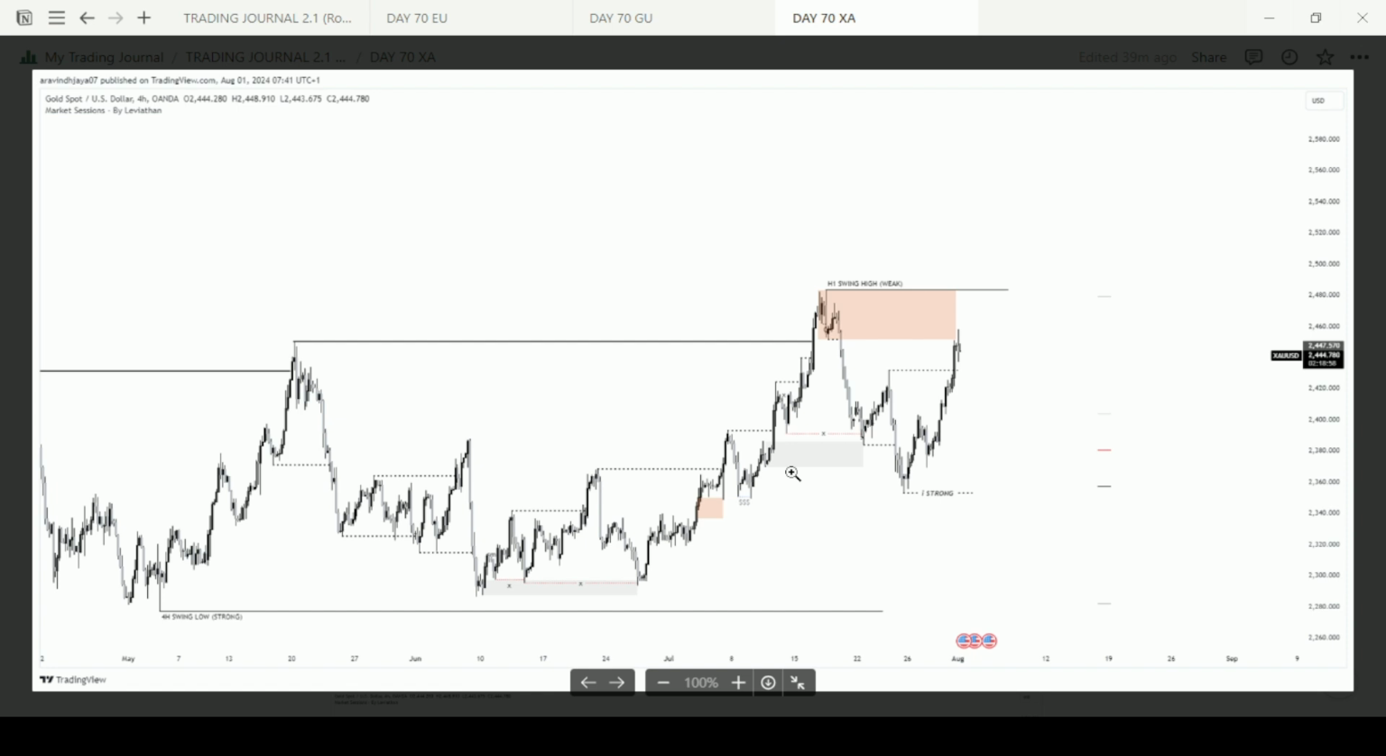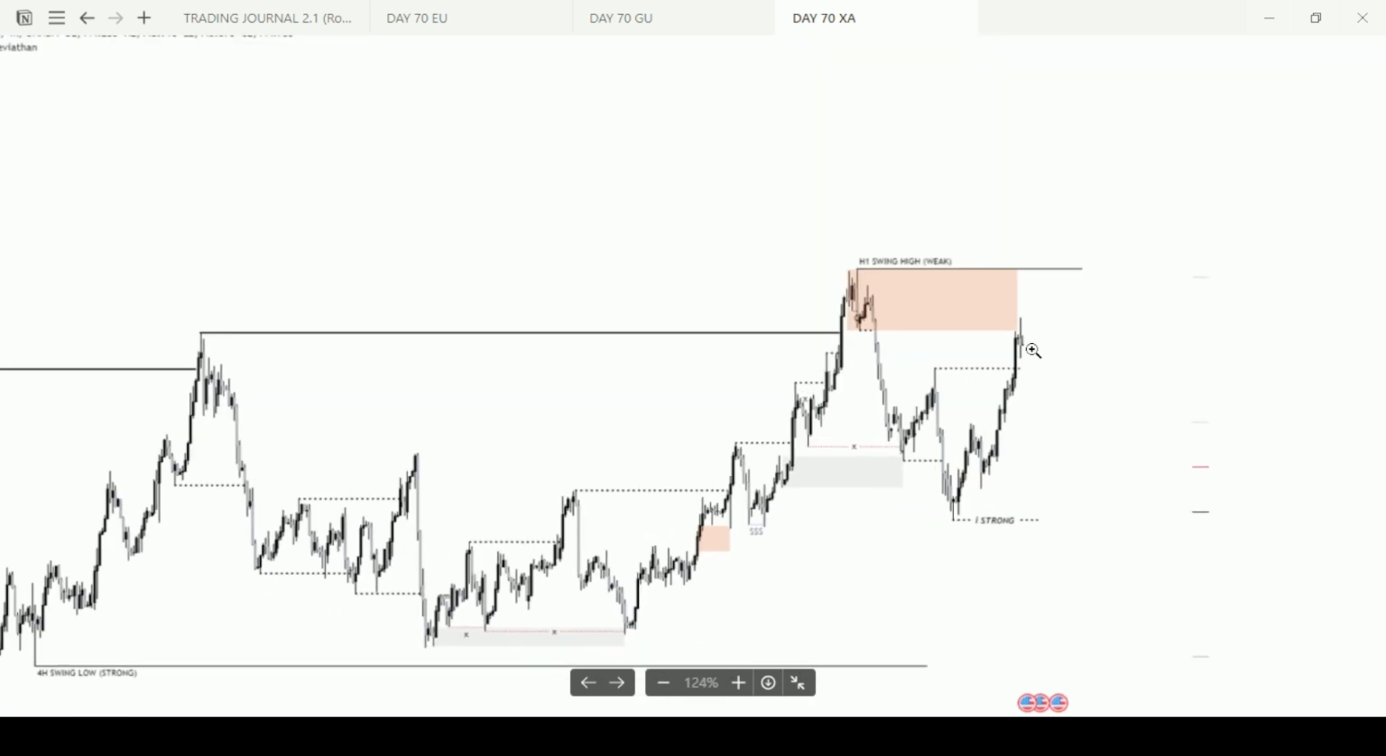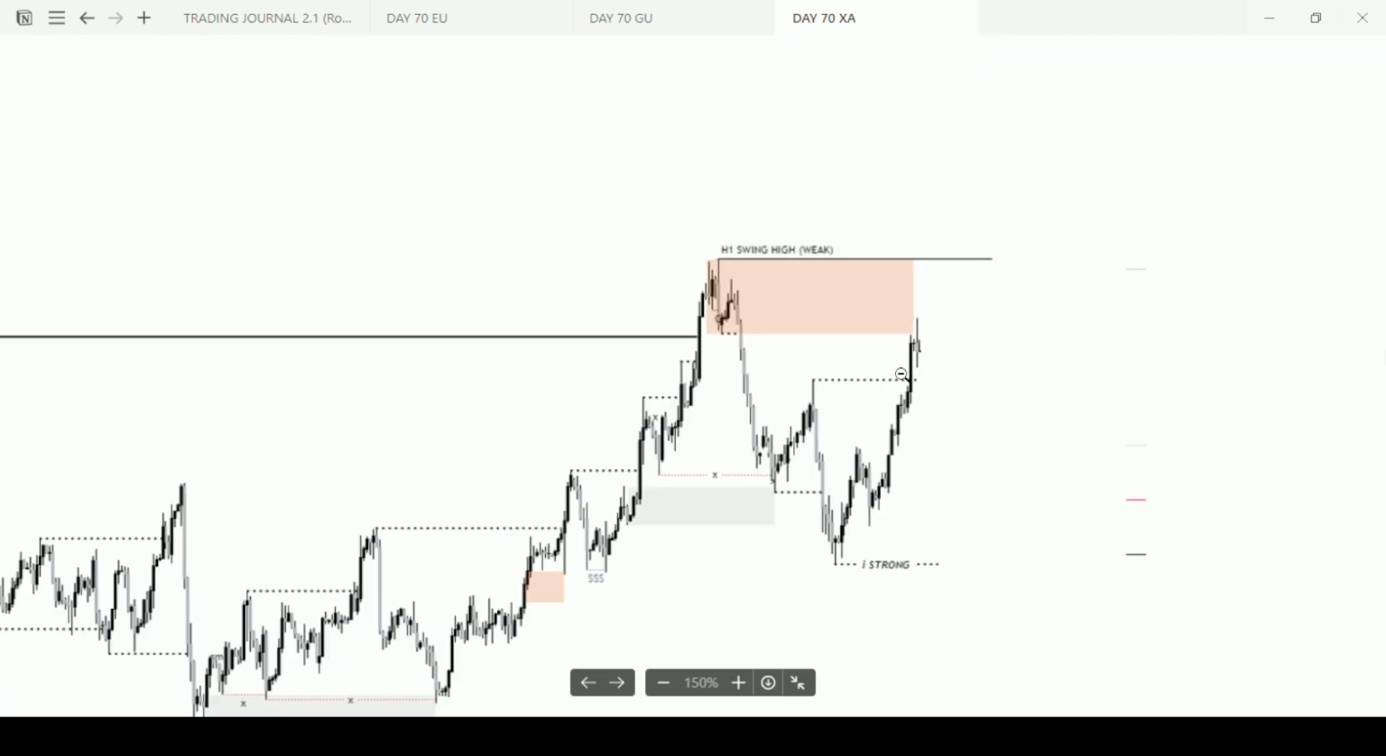So this is the 4-hour chart. The swing is bullish and the internal is bearish. Sorry, the internal is also bullish. So this is a strong internal low and weak internal high is not yet formed. I need to wait for a bearish structure break for that first. So there is this area of demand and there is a small area of demand right here.